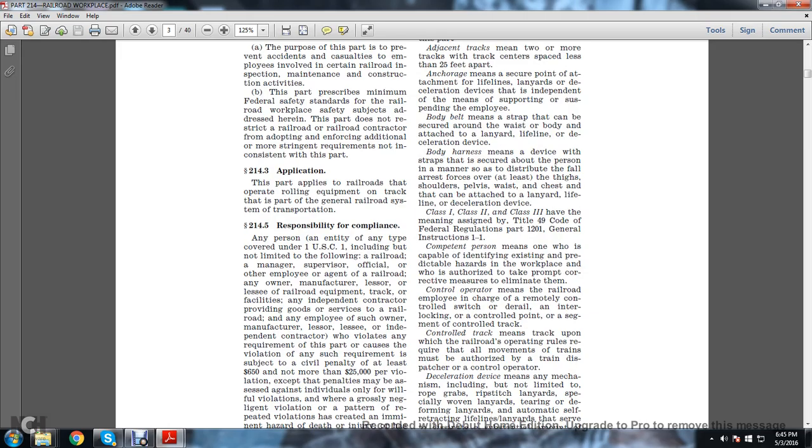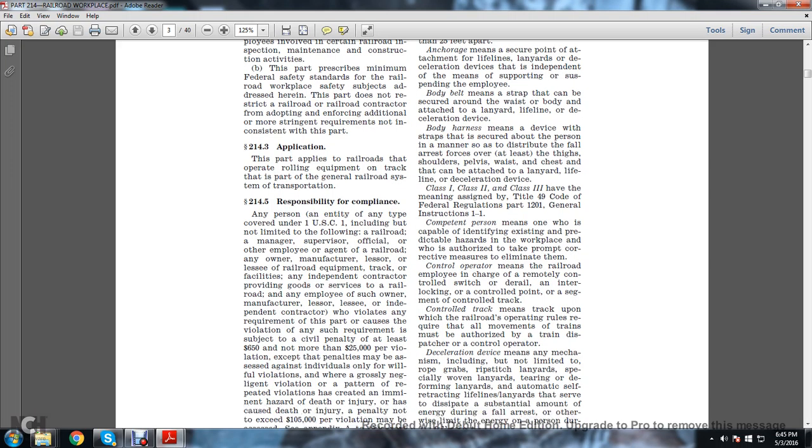Body harness means a device with straps that are secured about the person in a manner that distributes the fall arrest forces over at least the thighs, shoulders, pelvis, waist, and chest, and that is attached to the lanyard, lifeline, or deceleration device. Class 1, 2, and 3 have the meaning assigned in Title 49 Code of Federal Regulations Part 1201, General Instructions 1-1. Competent person means one who is capable of identifying existing and predictable hazards in the workplace and who is authorized to take prompt corrective measures to eliminate them.